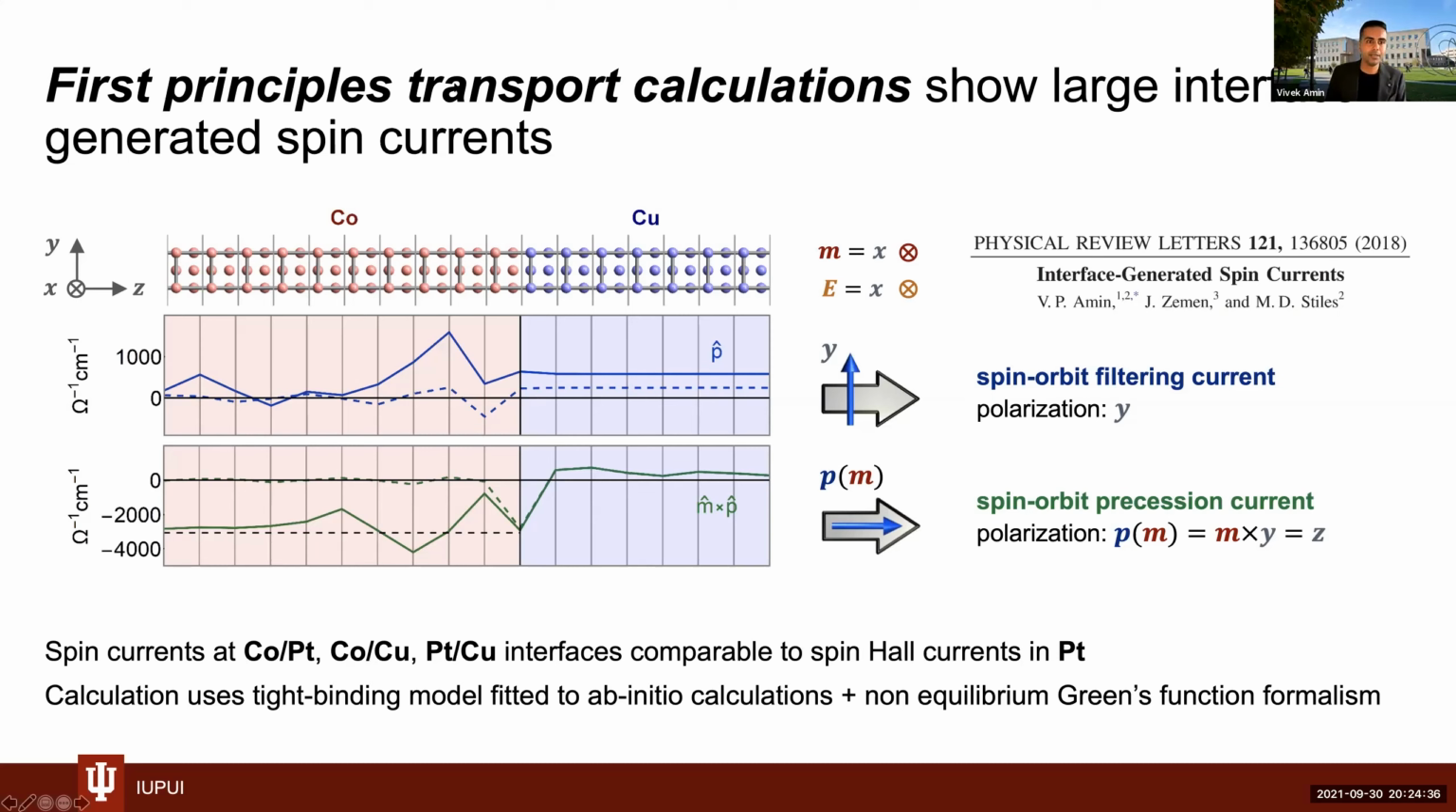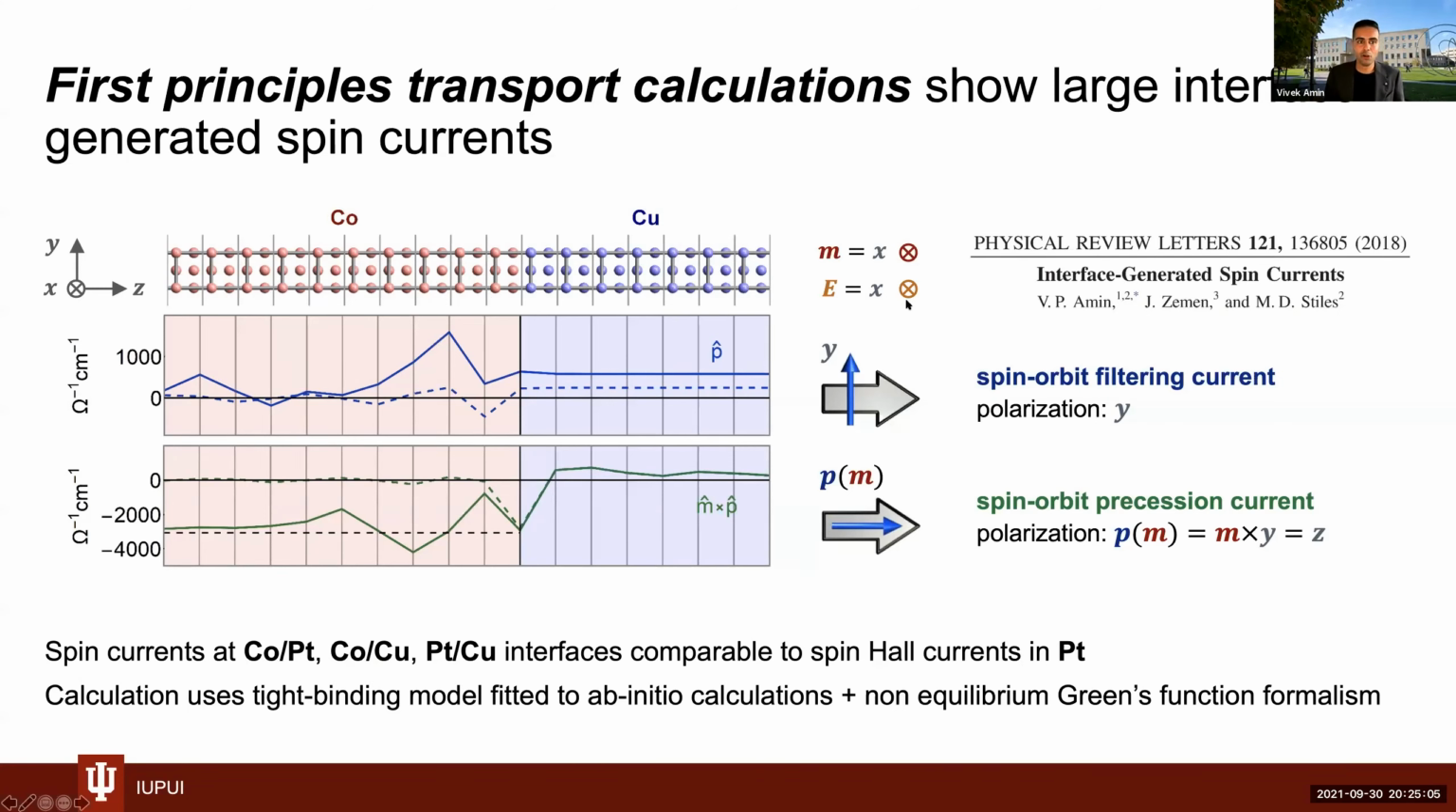So here, what you're looking at are transport calculations in a cobalt copper interface. So the cobalt is ferromagnetic, the copper is non-magnetic, and actually copper doesn't have very strong spin-orbit coupling relative to platinum. So this is a material where you wouldn't expect very strong spin current generation in the bulk, right? So what we have here is an electric field, which is pointing along the interface plane. So here that's into the screen.